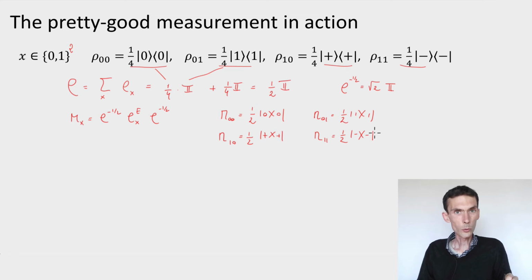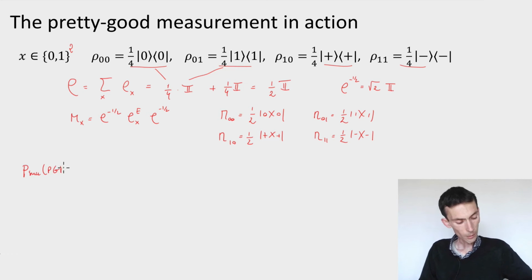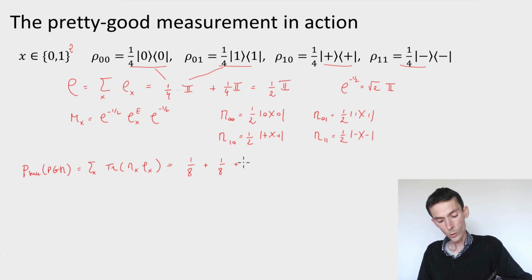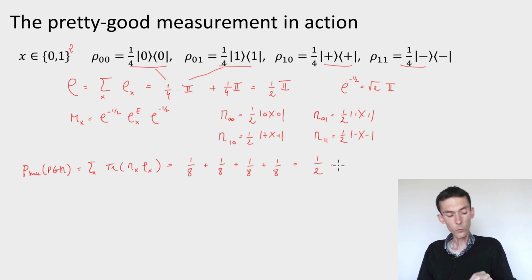Now let's compute the success probability. By definition, this is equal to the sum over all x of the trace of m_x times rho x. And what do I get? Well, for instance, m00 times rho 00, then I just get 1 times the normalization factor, which is 1/8. So each of the 4 terms is equal to 1/8, 1/8, 1/8, 1/8, and so we get a half overall.